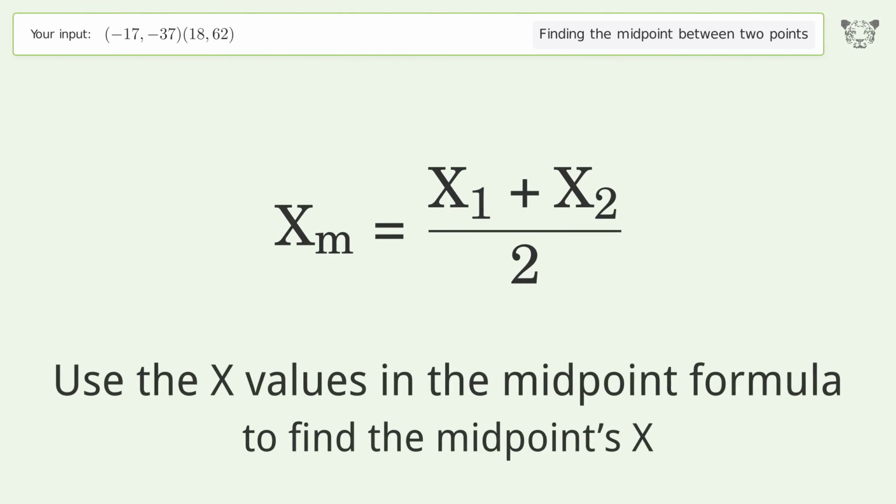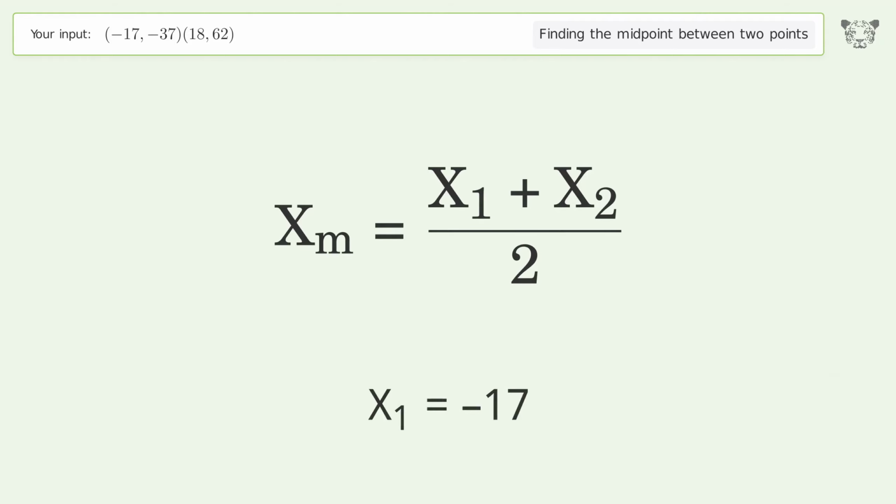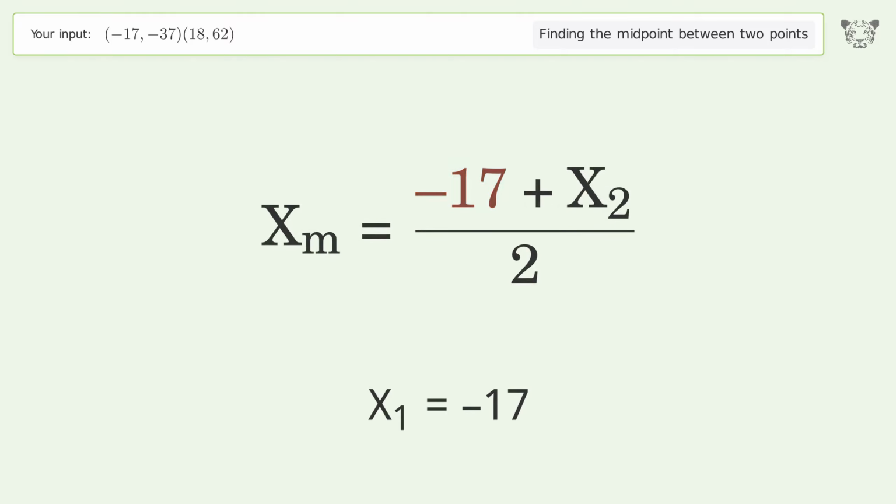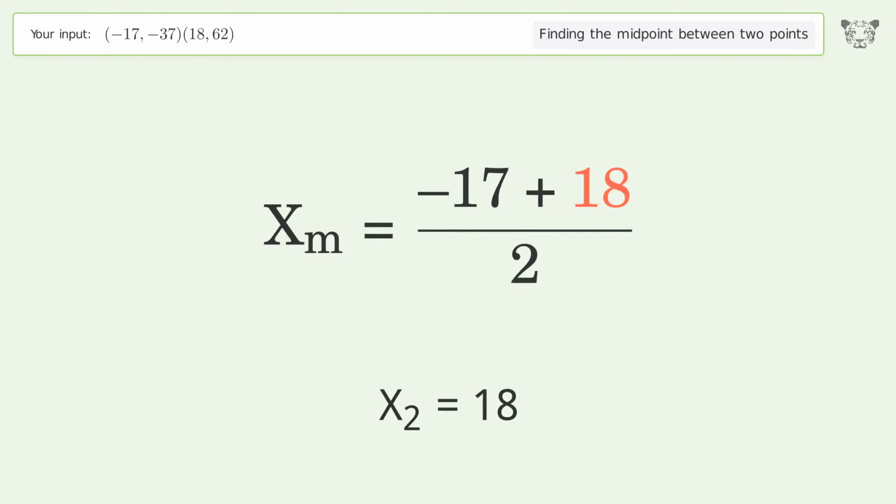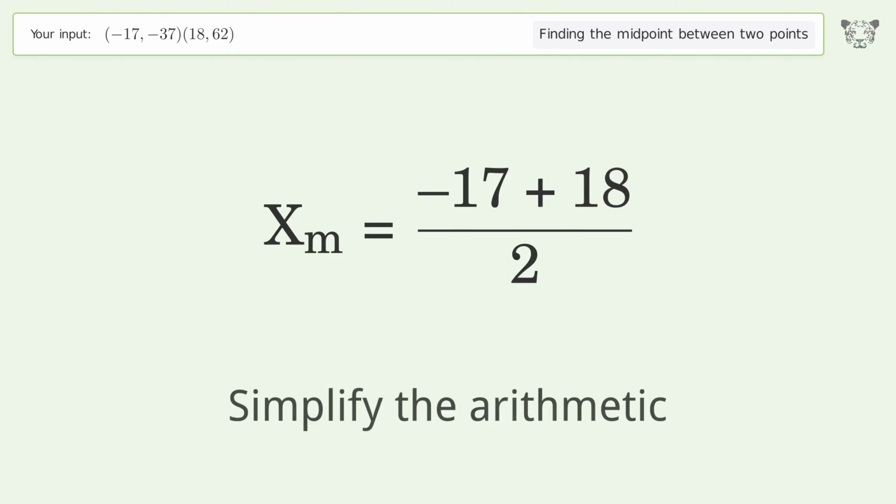Use the x values in the midpoint formula to find the midpoint's x. x1 equals -17. x2 equals 18. Simplify the arithmetic.